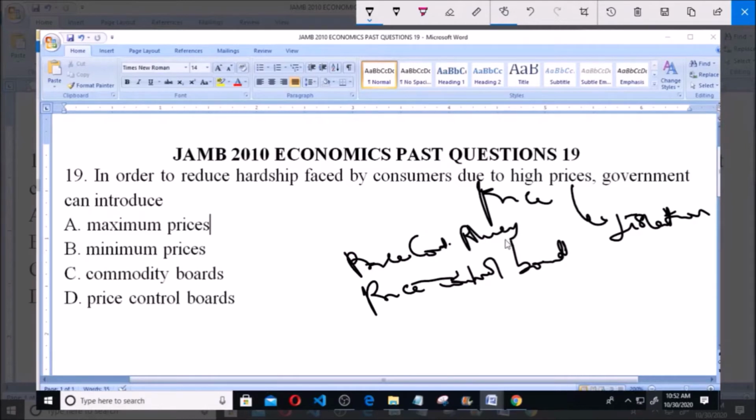Price legislation is also referred to as price control policy. So, in order to reduce hardship faced by consumers due to high prices, governments can introduce a price control board. Option D is suitable because options A and B, maximum prices and minimum prices, are types of price control policies, and we don't have anything like a commodity board. So option D, price control board, is the correct option.